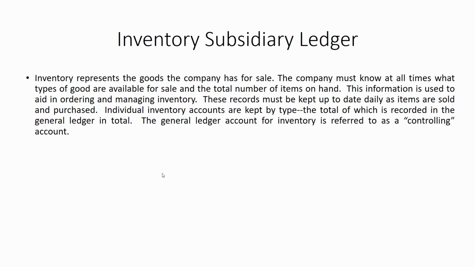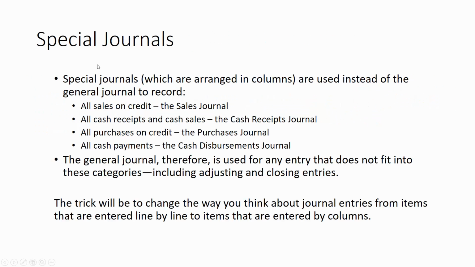So now let's look at special journals. Special journals, which are arranged in columns, are used instead of the general journal to record all sales on credit. Those go into the sales journal. All cash receipts and cash sales, that's the cash receipts journal. All purchases on credit, this is the purchases journal. And all cash payments, the cash disbursements journal.